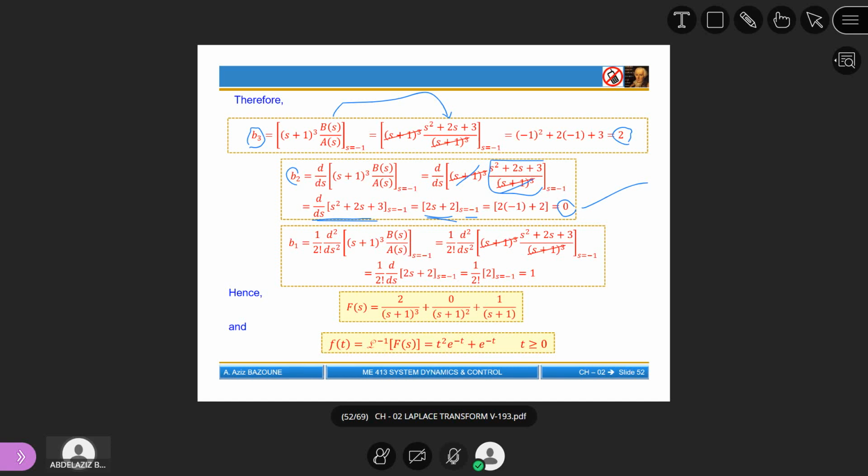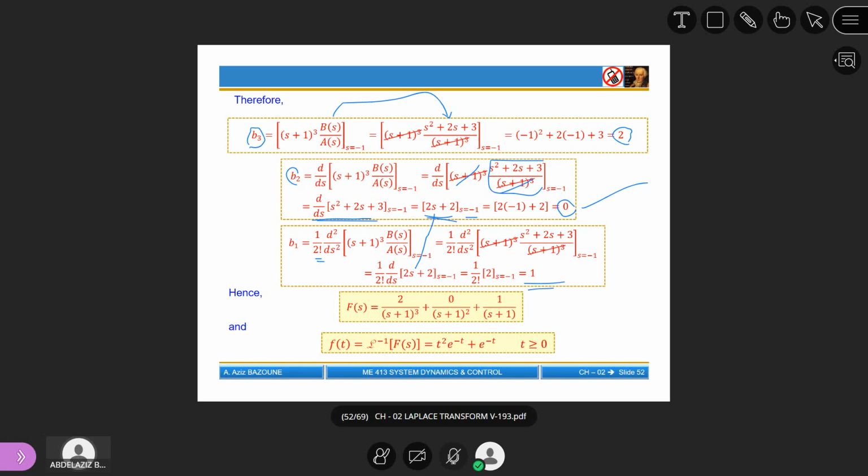b1 will be the second derivative over 2 factorial of the same term, s plus 1 cubed times the fraction, when s is equal to minus 1. You cancel s plus 1 with s plus 1, and differentiate twice, or differentiate the first derivative once more. If you differentiate 2s plus 2, you will get 2. So 1 over 2 times 2 will give you 1.